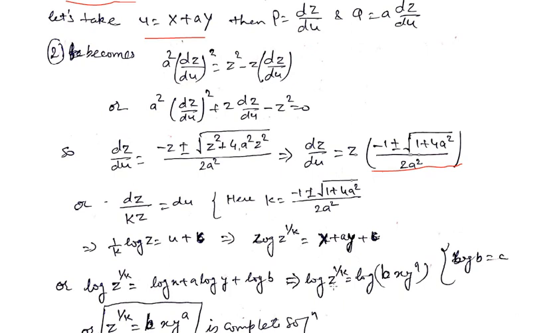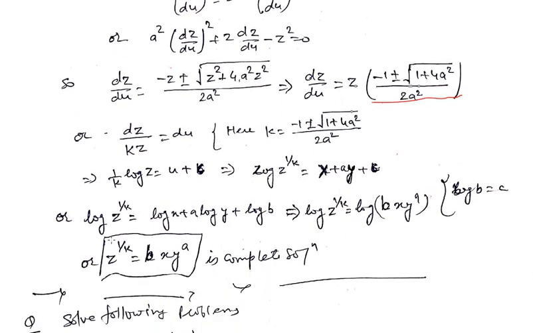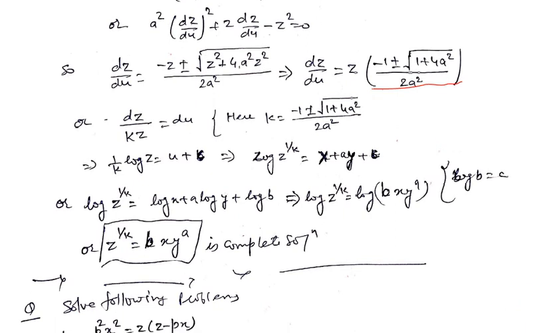Or we can rewrite it as log z raised to power 1 by k equals log b x y raised to power a. Hence the complete solution is z raised to power 1 by k equals b x y raised to power a. Here a and b are arbitrary constants and k is also a constant in terms of a. So hence we solved this problem and got the complete solution.